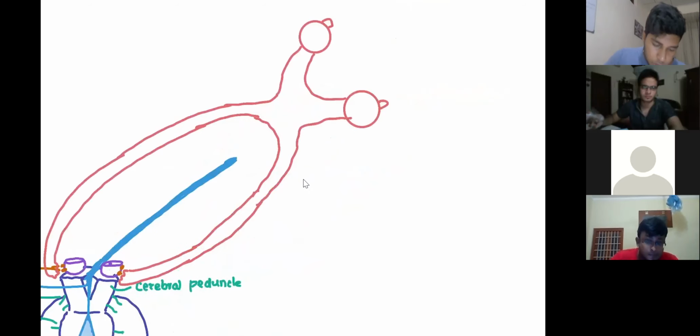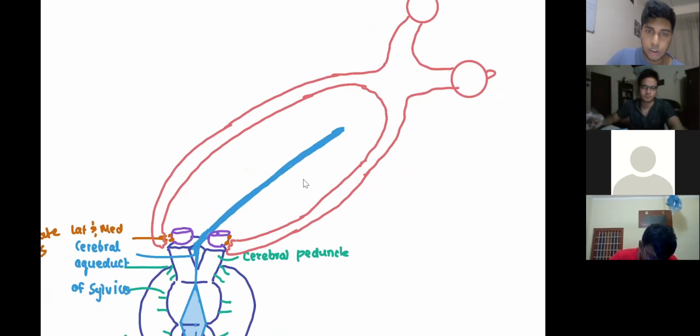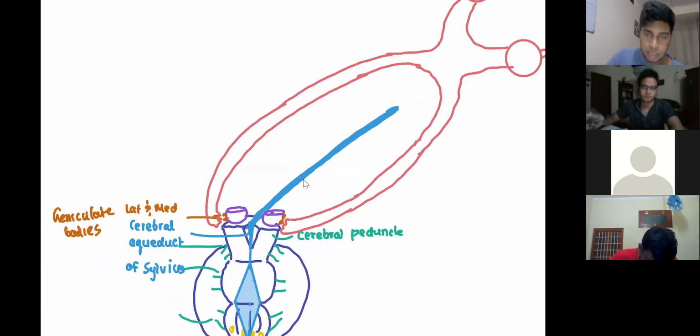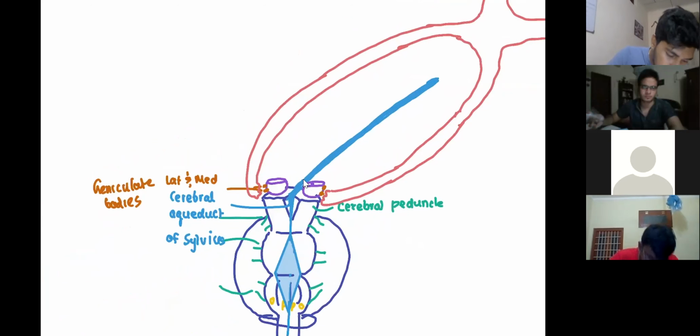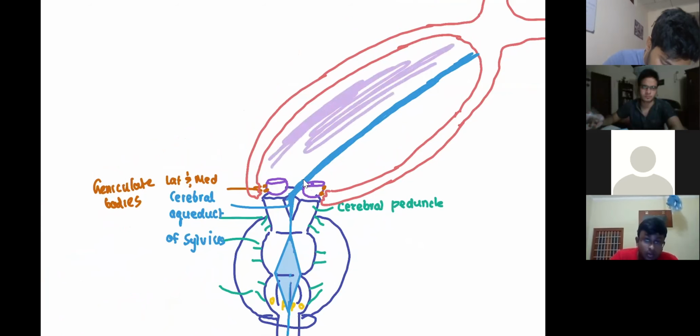So the structures I'm drawing right now make up the diencephalon. Okay, the thalamus, then the geniculate bodies, and now I will draw the hypothalamus. The hypothalamus is basically the space in between the third ventricle. Let me extend the third ventricle forward. So the space between the third ventricle is called the hypothalamus. This area is the hypothalamus.